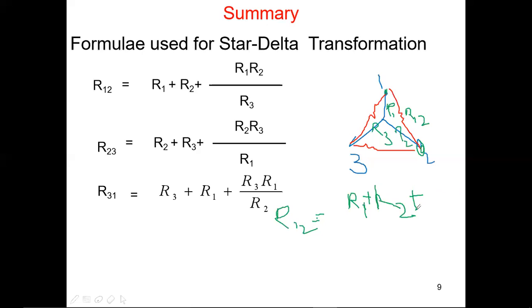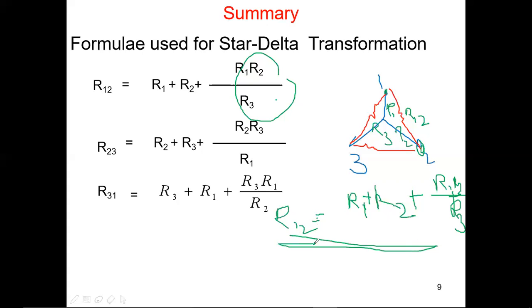Next, how can you write this equation? It's the product of the same two resistances divided by the third star resistance. Product of the same two resistors which are connected between those terminals. So then it will be R1 R2 by R3. So this is a very important way of remembering this formula. Hope you got it right.